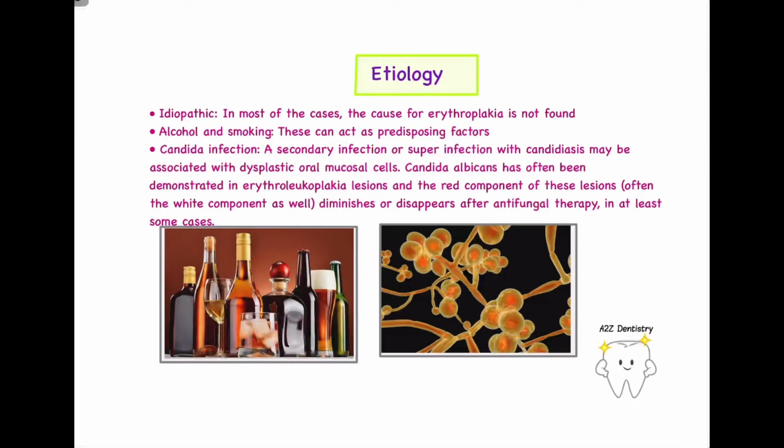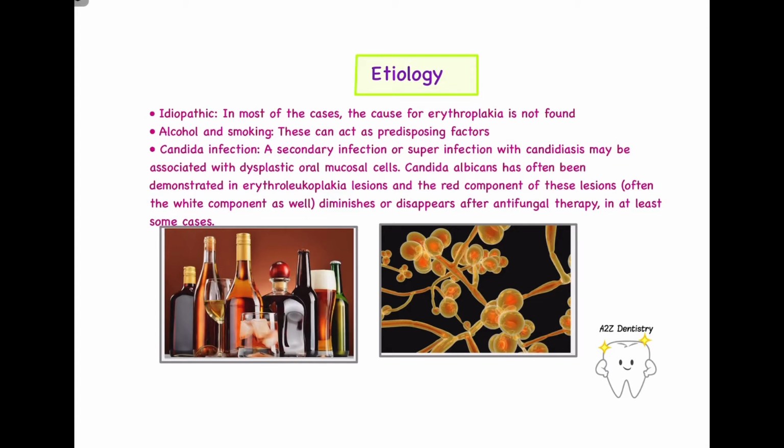Let's move on to the etiology of erythroplakia. The most common etiological factor according to texts is that it is an idiopathic lesion. As I have previously mentioned, most of the characteristics of erythroplakia are idiopathic. There is no known cause directly linked to the causation of erythroplakia yet, so mostly it is idiopathic. Other etiological factors which have been implicated in its causation are consumption of alcohol as well as smoking.